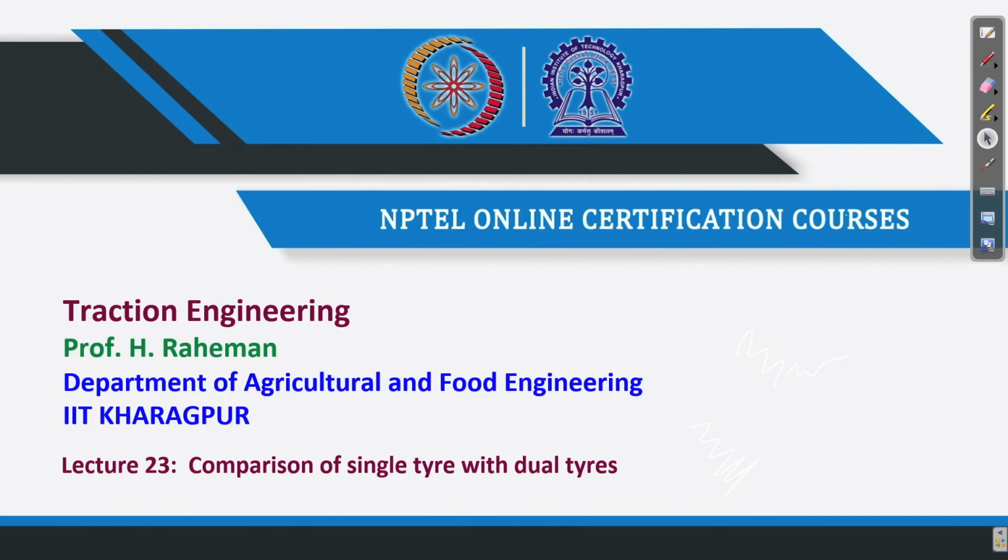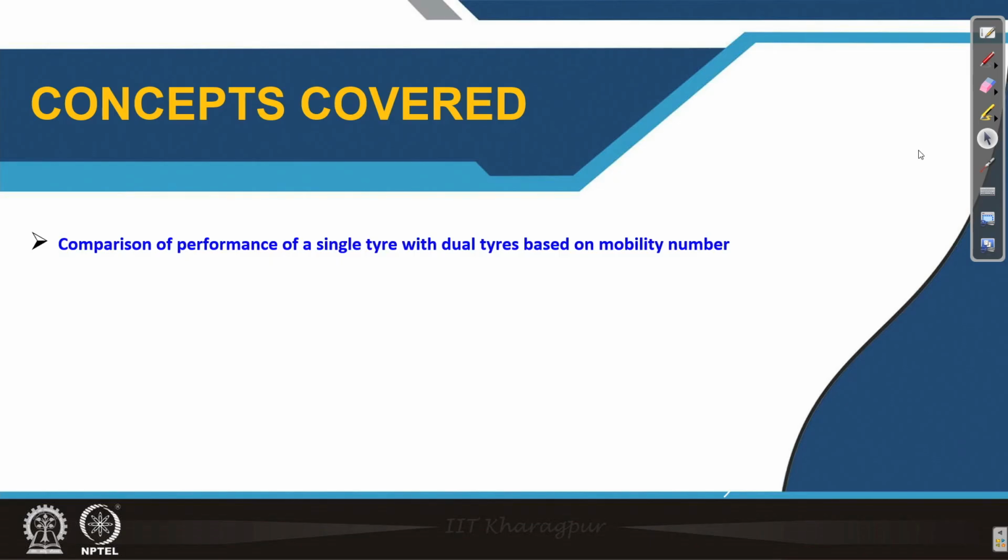This is lecture 23rd, where I will try to compare the performance of a single tire with dual tires. Means the concept which will be covered is how to compare. On what basis you should compare? Should you go for comparing tractive efficiency, or coefficient of traction, or rolling resistance? So, we will discuss in detail.